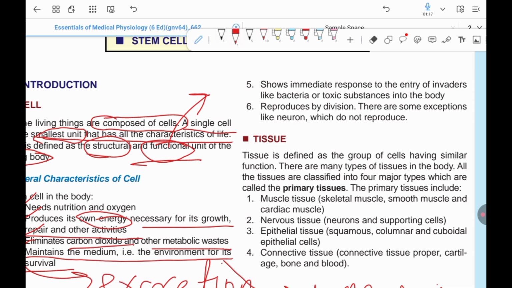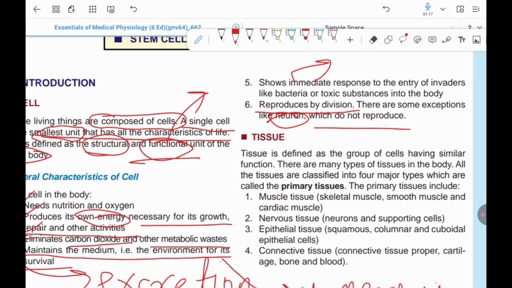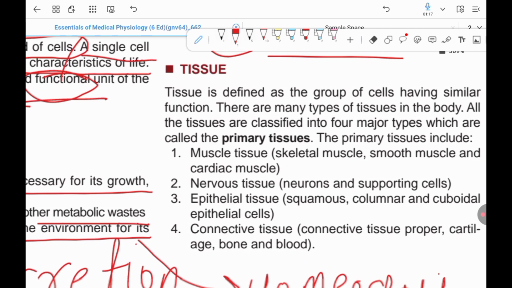Okay, cells show an immediate response to the entry of invaders like bacteria and toxic substances in the body, which is called immunity. Okay, cells reproduce by division. There are some exceptions like neurons which do not reproduce. Okay, neurons, nerve cells, do not reproduce.